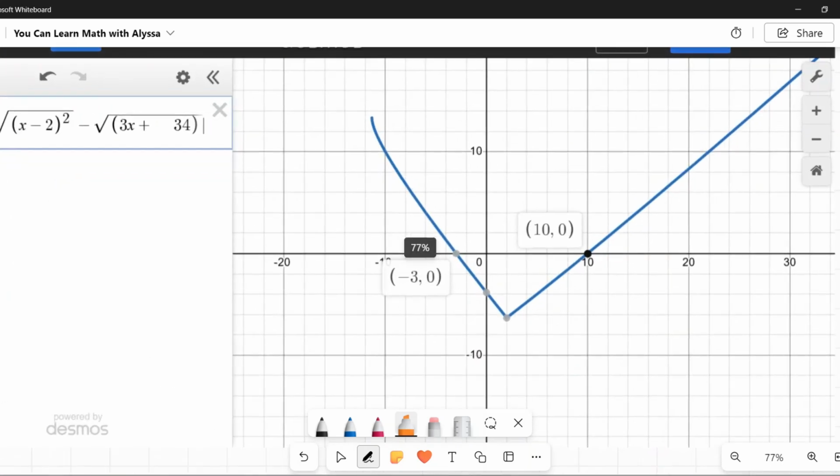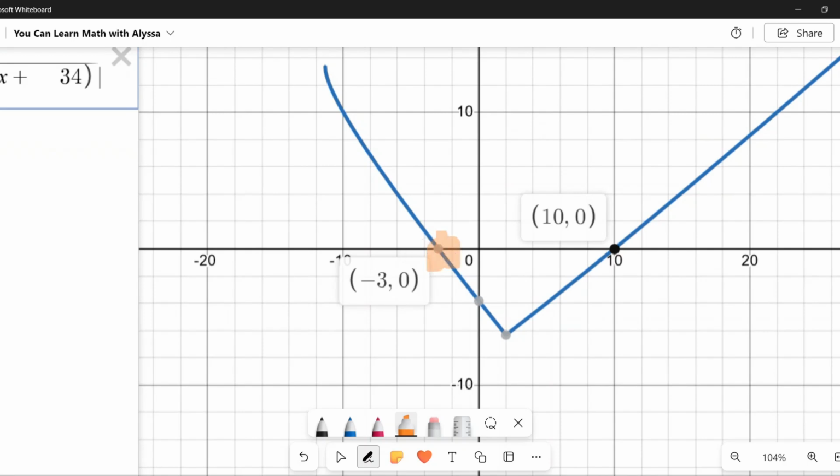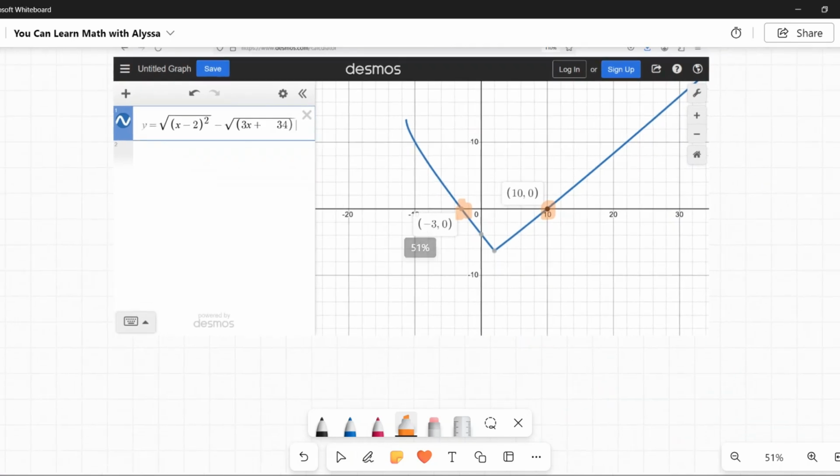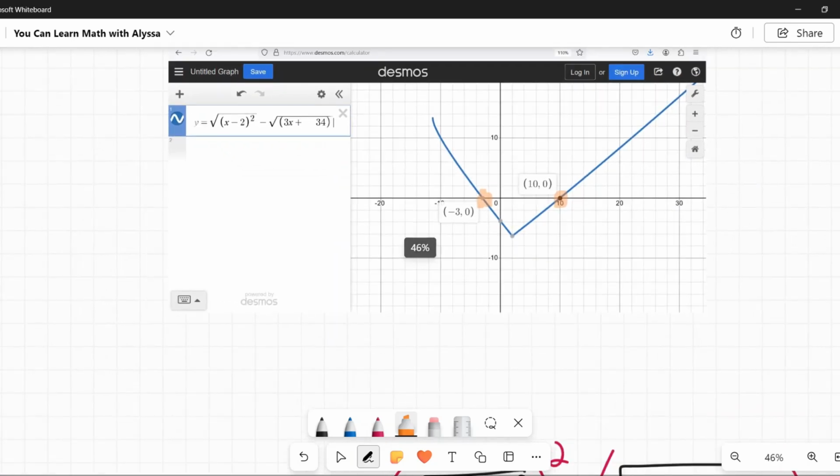So this is the graph you're going to get. And as you can see, we're looking for the 2 points where it crosses the x-axis. They are negative 3 and 10, those same answers that we got. Negative 3 is the smaller of the two, so that's my answer. And it's just up to you what you want to do, what you're the most comfortable with, and what you can do quickly and accurately. Those are the 2 keys.